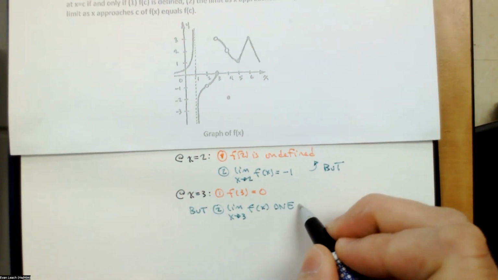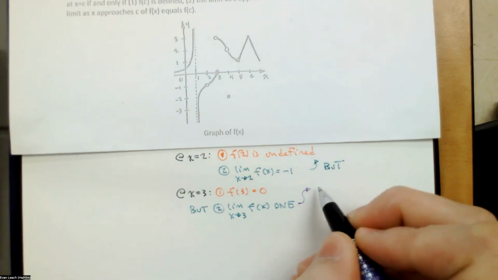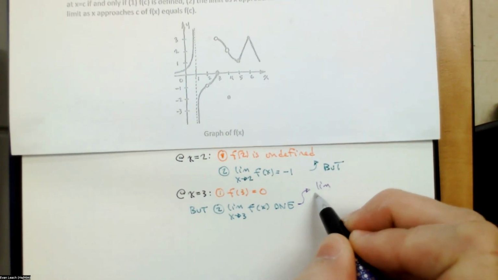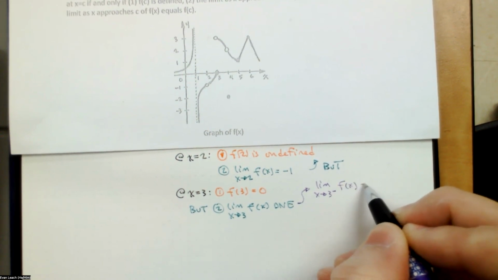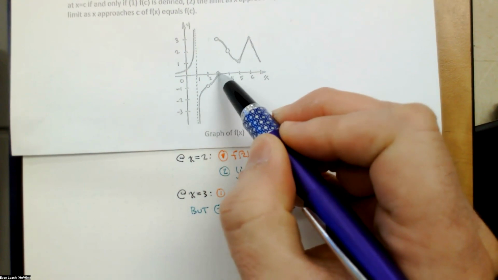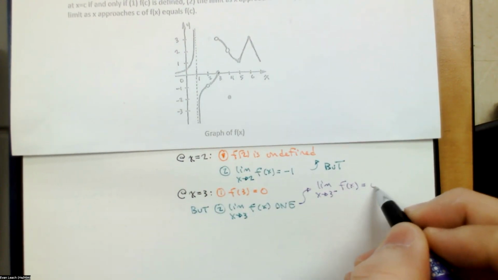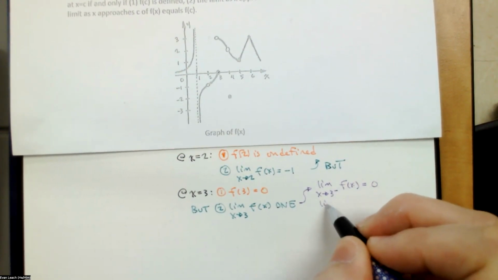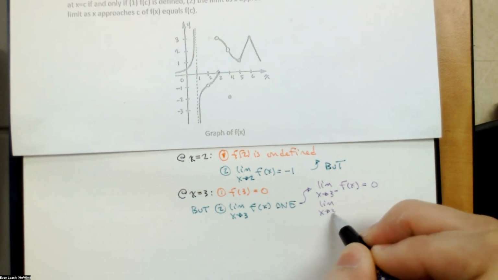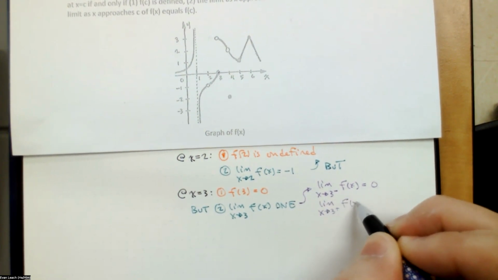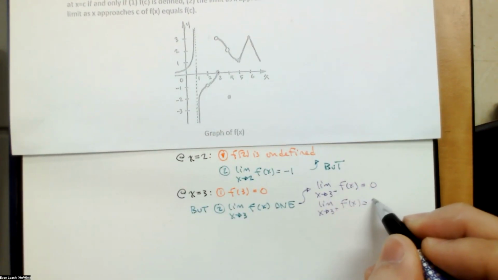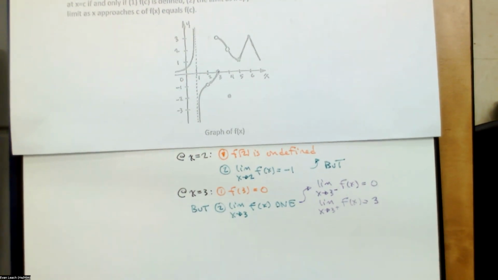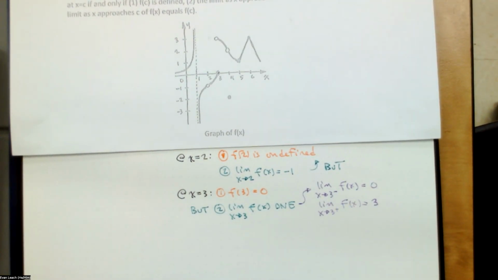So if we needed to explain why this limit doesn't exist, we could say that the limit as x approaches 3 from the left, what are we headed towards from the left? 0. And what is the limit as x approaches 3 from the right? Looks like we're headed towards 3. Looks like a little less than 3, but let's just call it 3. And these two values are not the same.